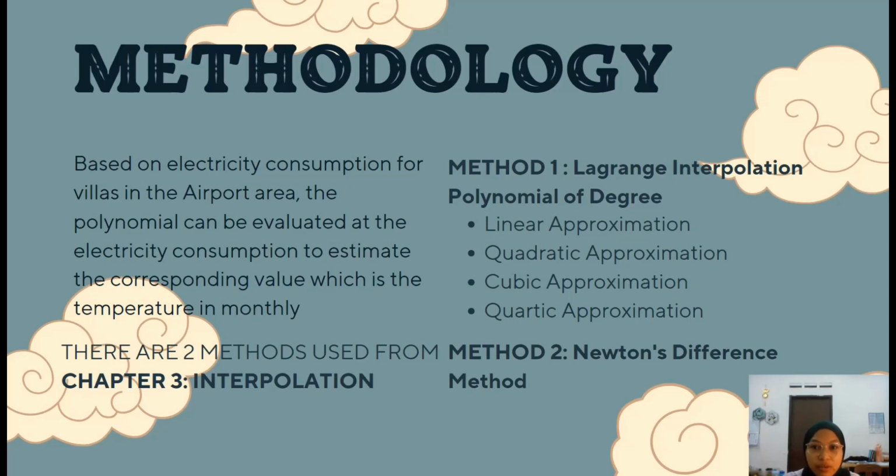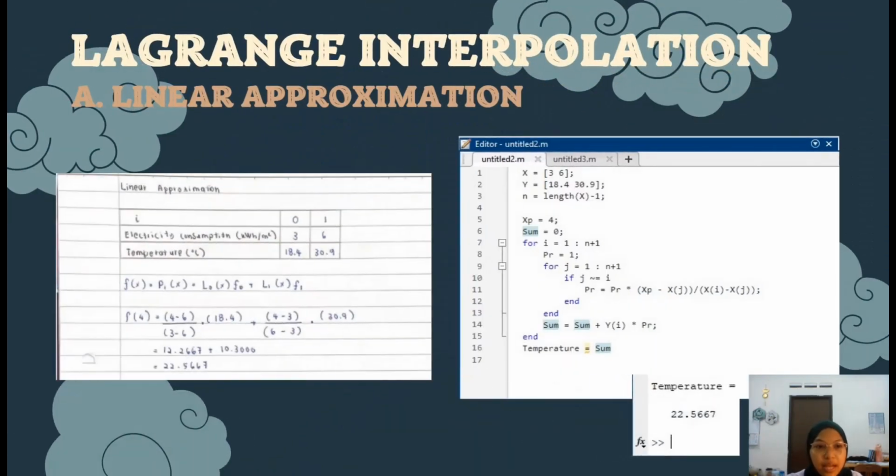First method, Lagrange interpolation, polynomial of degree. There are 4 approximations we are using in this problem. The first one is linear, quadratic, cubic and quartic. Let's move to the first approximation. This is the formula for the linear approximation. They are using only 2 points.